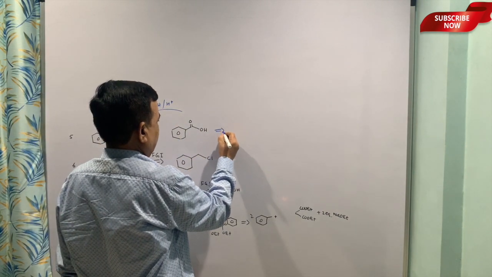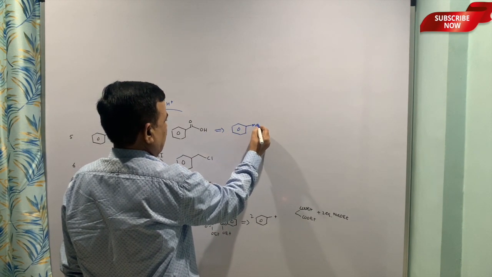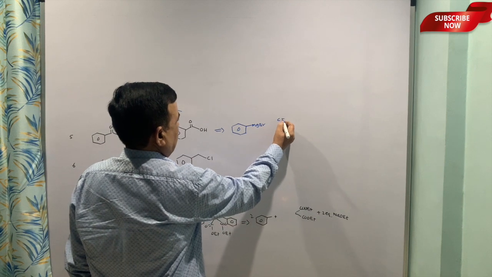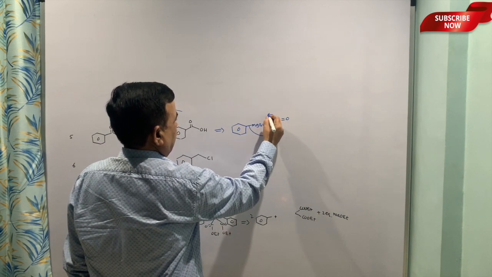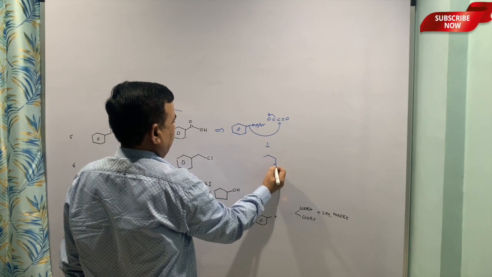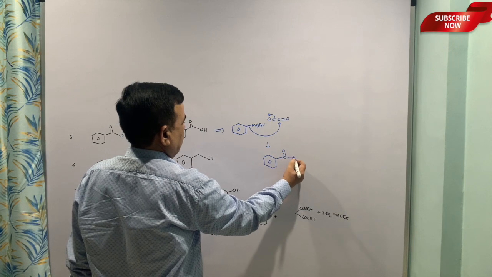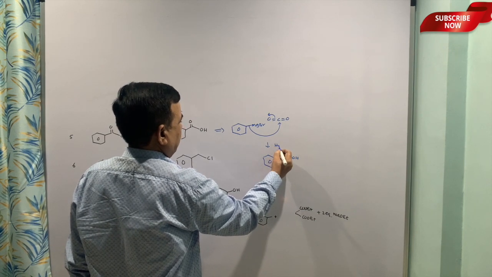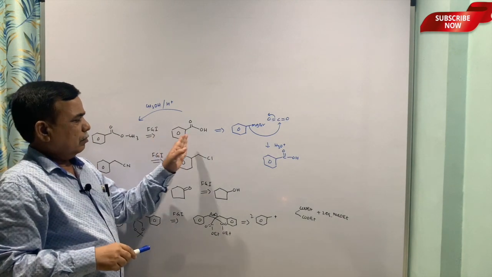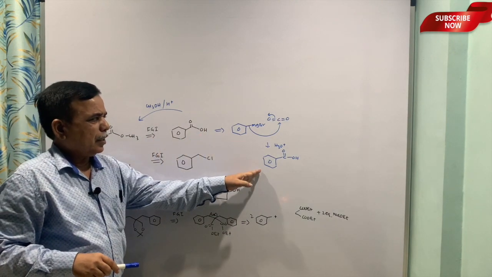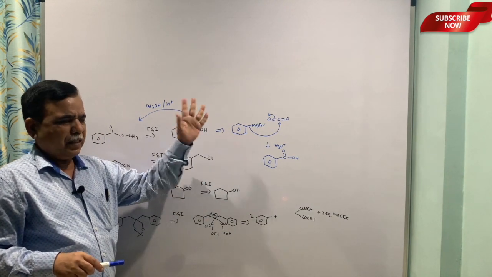Now, this can be made from Grignard and CO2. So, we know that this is one of the methods for synthesis of aromatic acids, COOH. This is of course obtained after hydrolysis of the magnesium salt. So, the acid can be obtained from bromobenzene and so on.